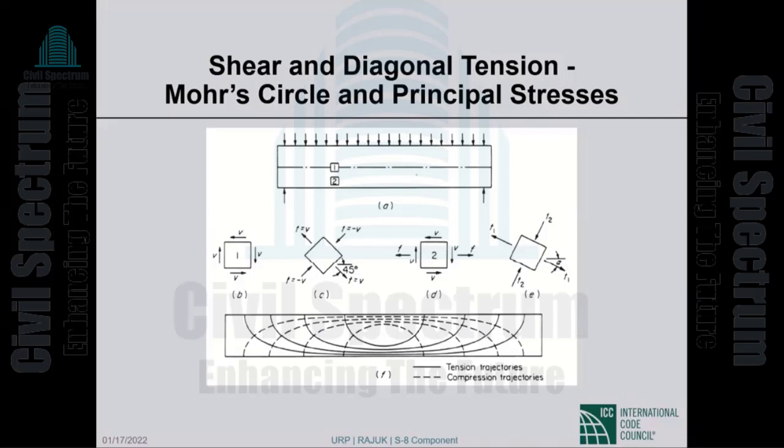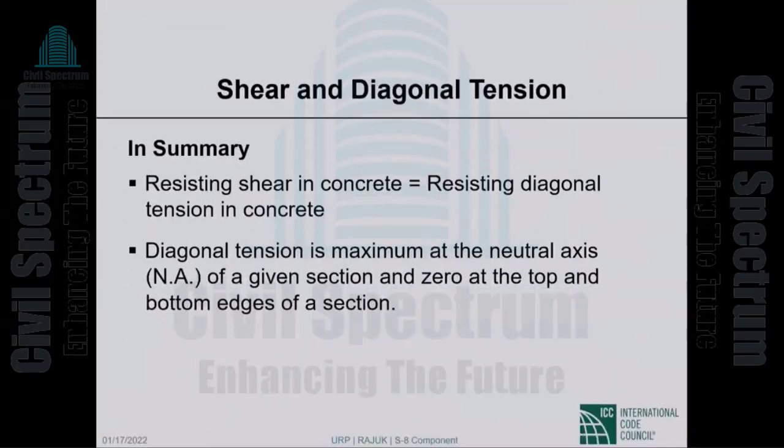In direct shear, concrete is pretty strong. There are applications where we design concrete against direct shear, but those are very rare. So when we talk about shear design, we are talking about design against resistance to diagonal tension. In summary, resisting shear in concrete is resisting diagonal tension in concrete.